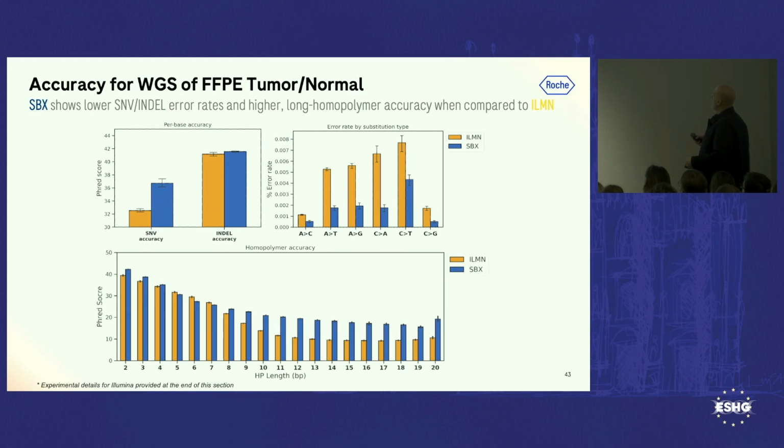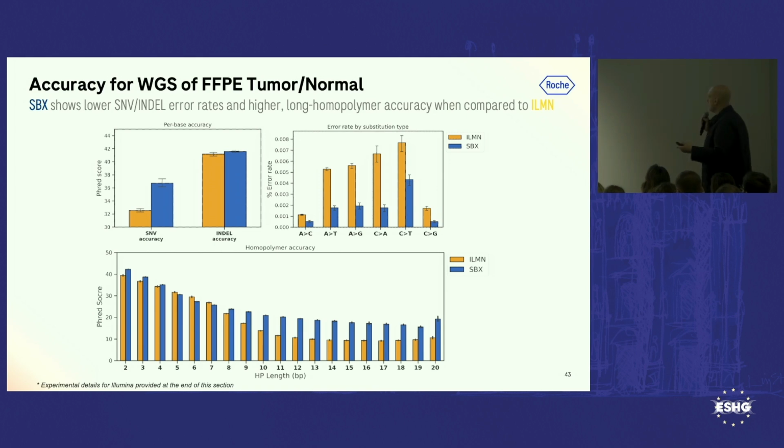So looking at the data, the accuracy for SBX shows lower SNV and indel error rates and higher long homopolymer accuracy when compared to Illumina. When you look at the previous data, it kind of makes sense. We're doing really well with the long homopolymers. On the left, you can see the Phred scores are looking very good for SBX, relatively speaking. Error rates are also looking good. And then you see that nice profile, especially looking out at homopolymer lengths of 8 all the way through 20, and how well they compare with this, again, amplified protocol.